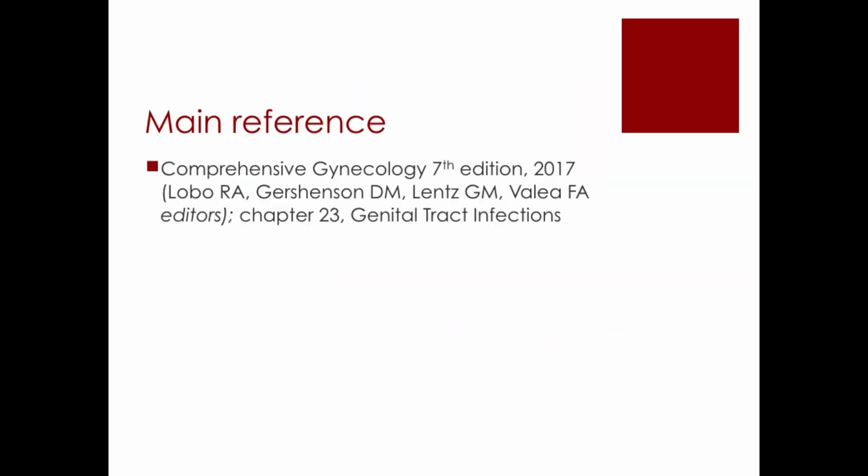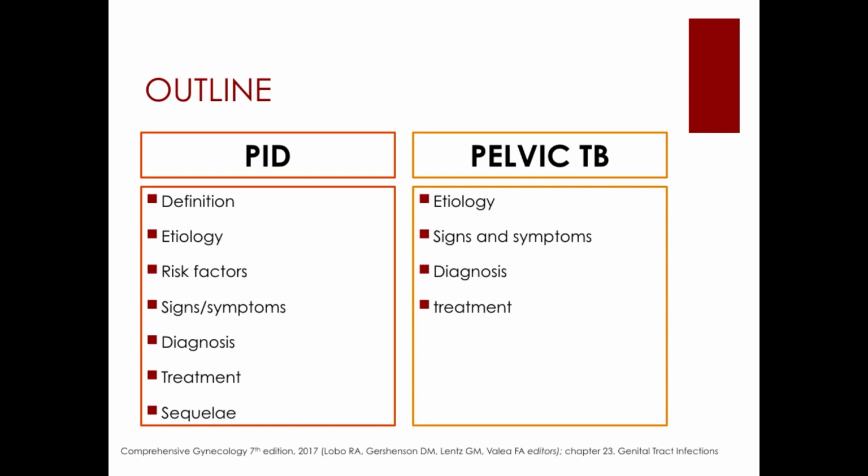The main reference for this lecture is Comprehensive Gynecology, 7th edition, Chapter 23, Genital Tract Infections. So, this lecture is of two parts. First part is PID and the second part is Pelvic TB. For PID, we will be discussing the definition, etiology, the risk factors, signs and symptoms, the diagnosis, treatment, and the sequela. For pelvic TB, we will discuss the etiology, signs and symptoms, diagnosis, and treatment.